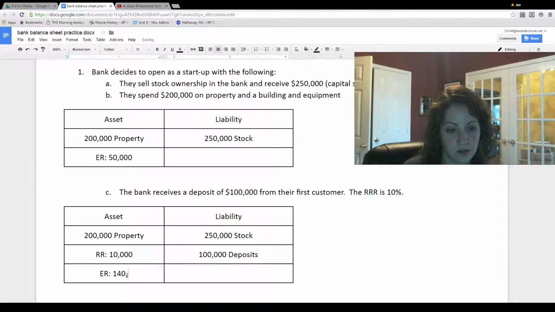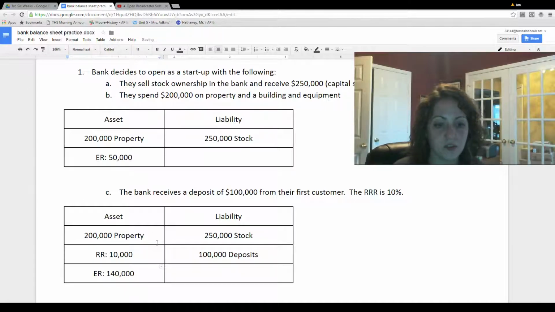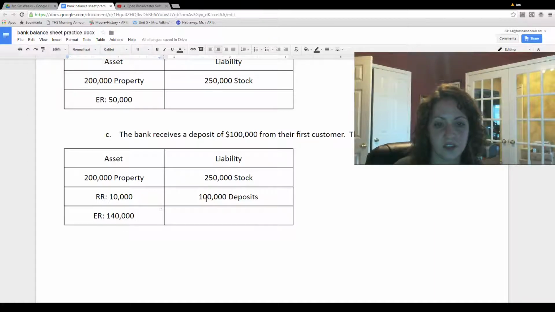We have $100,000 minus 10 added to it, so in total 90,000 plus the 50,000, so it's going to be $140,000. Another way you can figure this out is, if the liability side equals $350,000, what does excess reserves have to be for the assets side to also be equal to $350,000? It had to be 140, because we had 200 plus 10, so 210. 210 plus 140, yeah, that's going to give you that 350 that we need for it to be in balance.